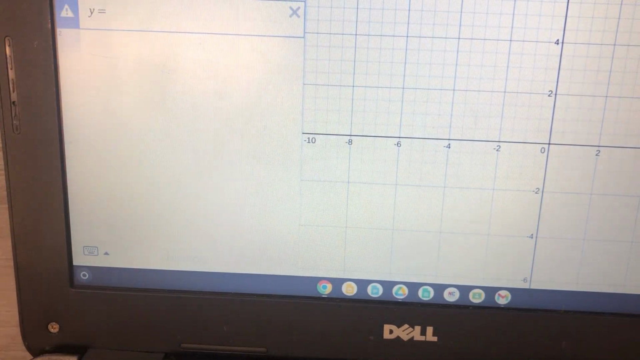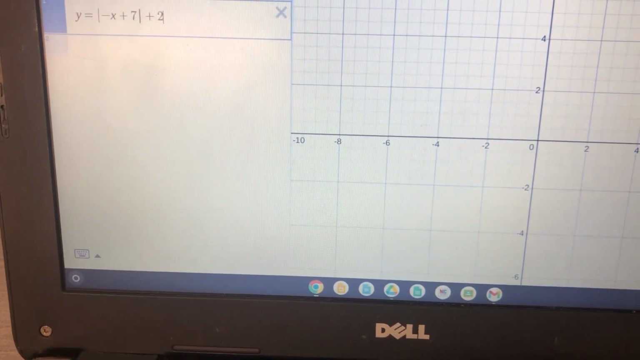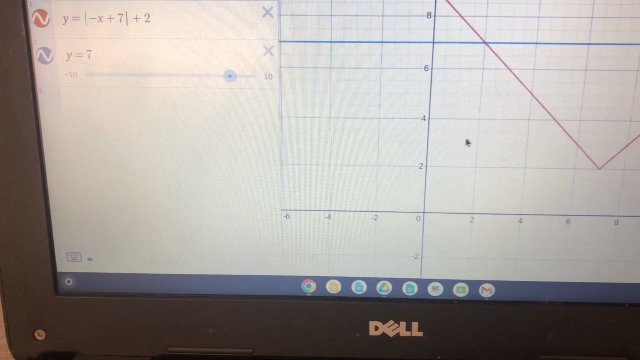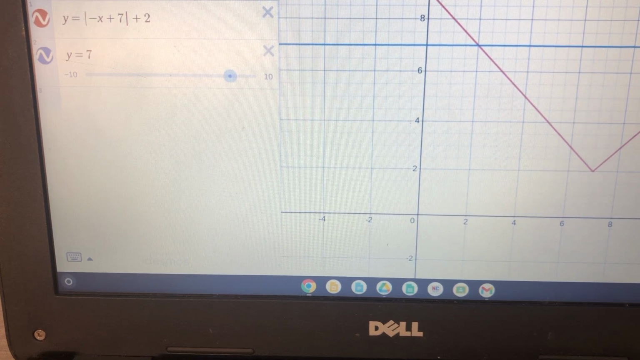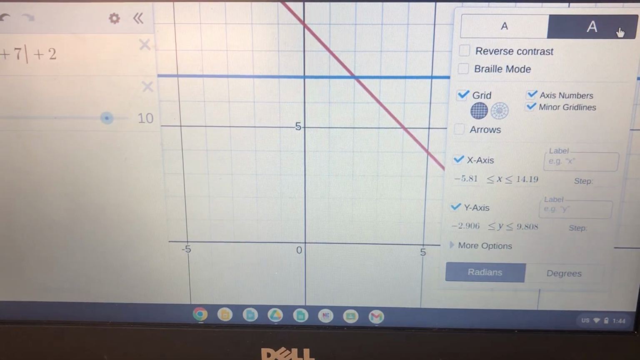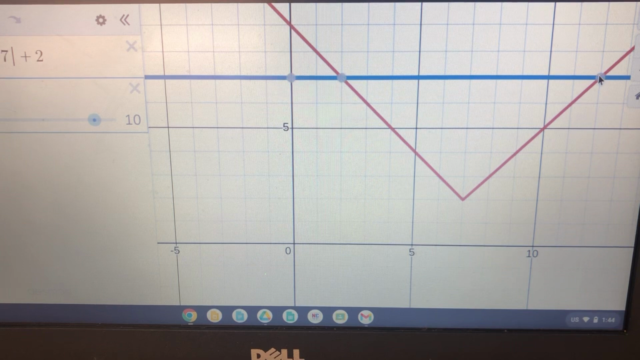Y equals the left side, absolute value of negative x plus 7, and then plus 2. So there's that. And then the next one is y equals 7. And it's not showing up. I have to zoom around a little bit and find all the points of intersection. Let's make them a little bit bolder. There we go. And so there's a point, and there's a point.